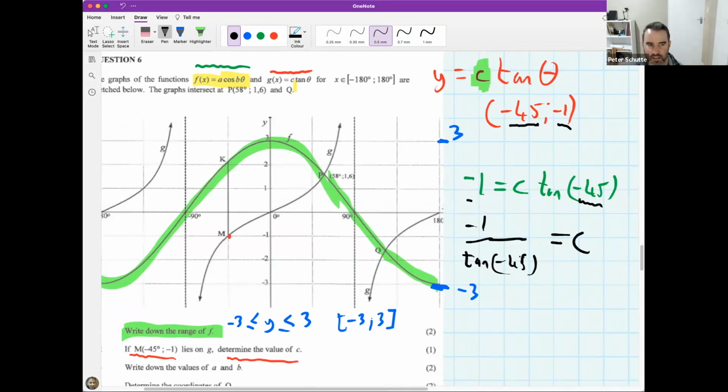That's like a tongue twister. See what C says. So what do you guys get if you do that in your calculator? -1 divided by tan of -45. Yeah, you just get 1. That's it. And that makes sense to me because the normal tan graph at 45 degrees is 1. And so they've been a bit sneaky here. C's value is just 1.